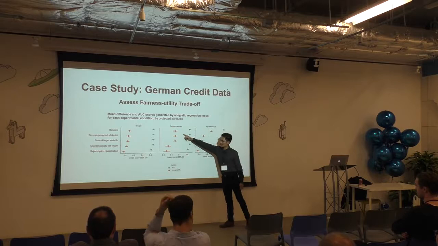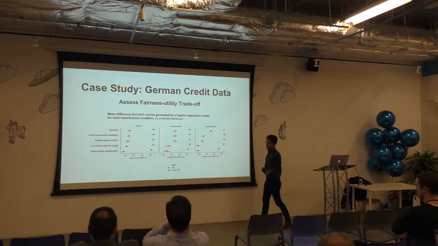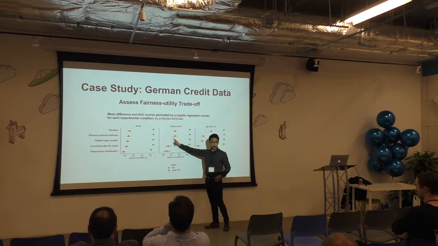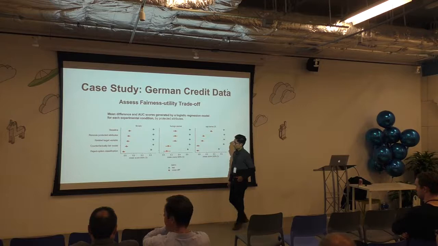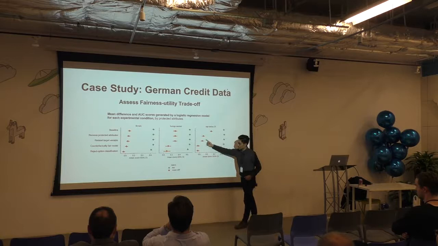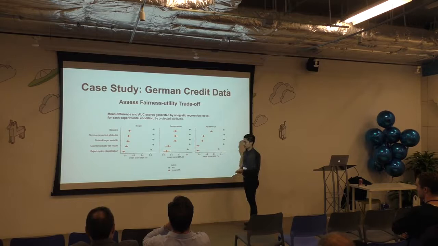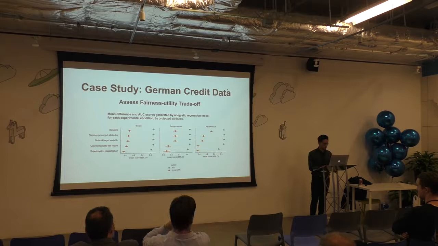There are a couple of things I wanted to point out here. The first one is removing protected attributes doesn't necessarily reduce the bias in your model. And the second thing is that as your model becomes less and less biased, it's becoming less and less accurate, roughly. I mean, it's not a straight linear correlation, I don't think. So that is an illustration of the fairness utility trade-off.